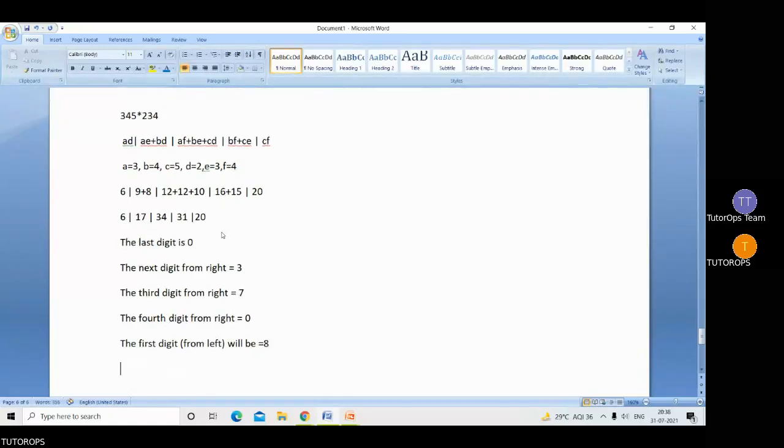So in reverse order we need to compute. So the actual result is 8, then 0, then there will be 7, then there will be 3 and 0. So 80730 will be the correct answer. So in this method, we can do the multiplication in a very quick way.